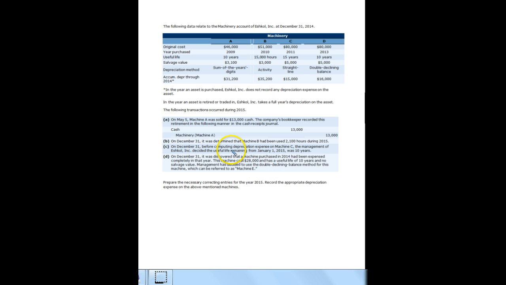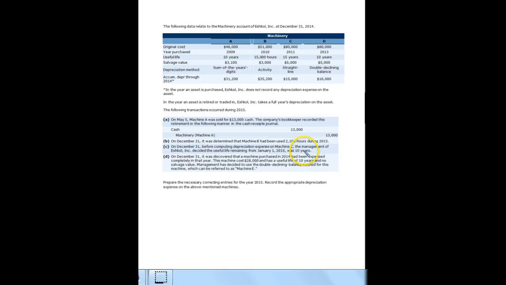Okay, on C, machine C, management's changing. It's a change in estimate. So we have a change in estimate, and the first question is, do we have to make a journal entry for a change in estimate? Is it like an accounting error where we have to make a journal entry for it, is it a correction? And the answer is no.